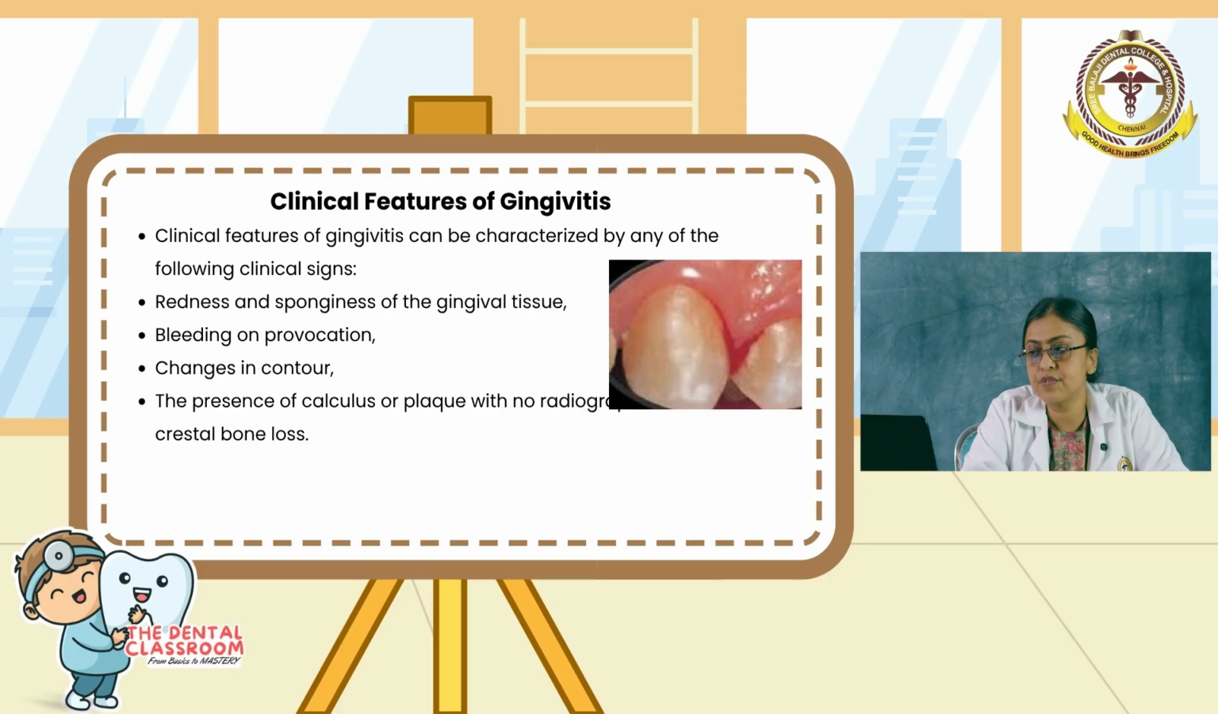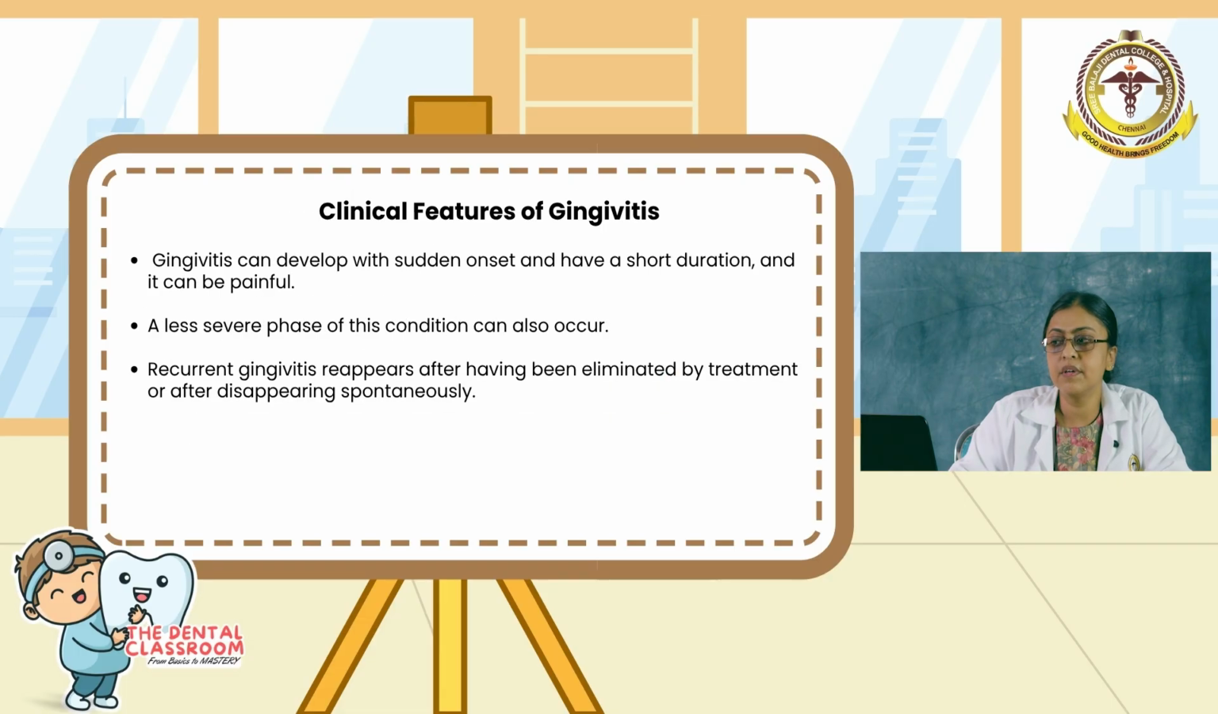Now the clinical features of gingivitis. It is characterized by the following clinical signs: redness and sponginess of the gingival tissue, bleeding on provocation, changes in contour, and the presence of calculus or plaque, with no radiographic evidence of crestal bone loss. Acute gingivitis can develop with sudden onset and have short duration, and it can be painful. A less severe phase of this condition can also occur.